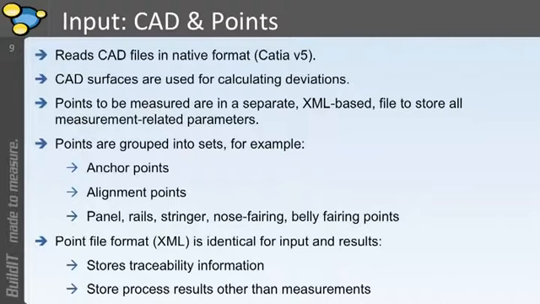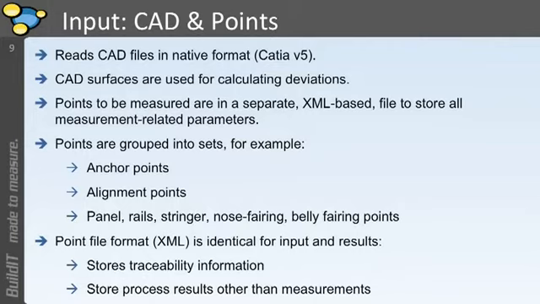Now, I mentioned before we had a set of input files and output files. The input files, as I mentioned before, one of the requirements was that we would be able to bring in the native CAD files, in this case CATIA V5 files. So that was one of the input files, obviously, the CAD file itself. And these files were used to bring in the surface geometry that we would use to do the analysis for the deviations to those surfaces.